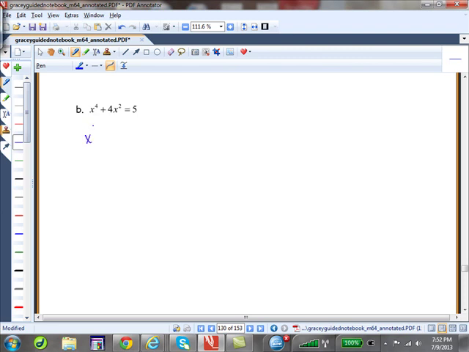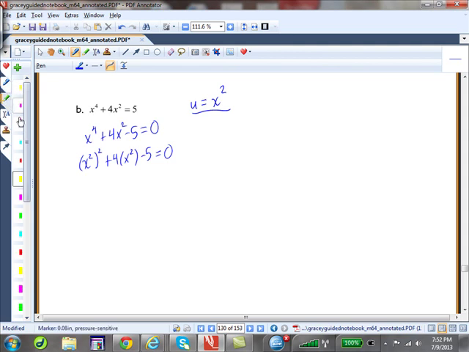We need to first get the 5 on one side. And then again, do you see that we can write this as x squared squared plus 4 times x squared minus 5 is 0. So our substitution again is u equals x squared, and so if we write it like that, we get a relatively easy equation to solve.